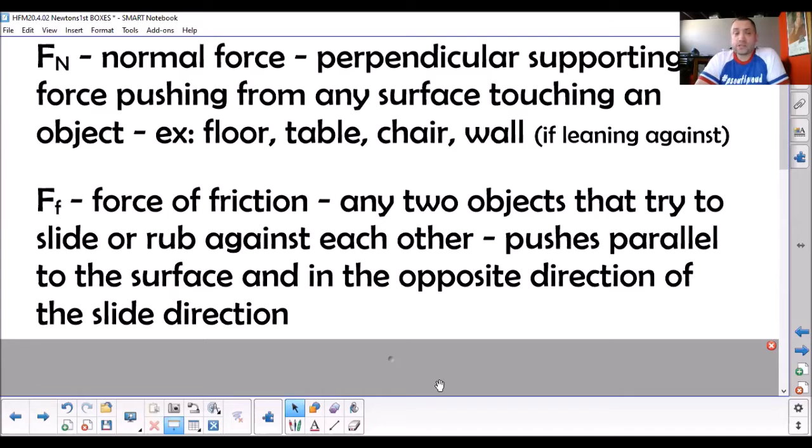It's a pushing force that's parallel to the surface and in the opposite direction of the slide. So if this is my surface and I'm sliding across it, whichever way my object is sliding, that friction force is going to go the opposite direction that I'm sliding.